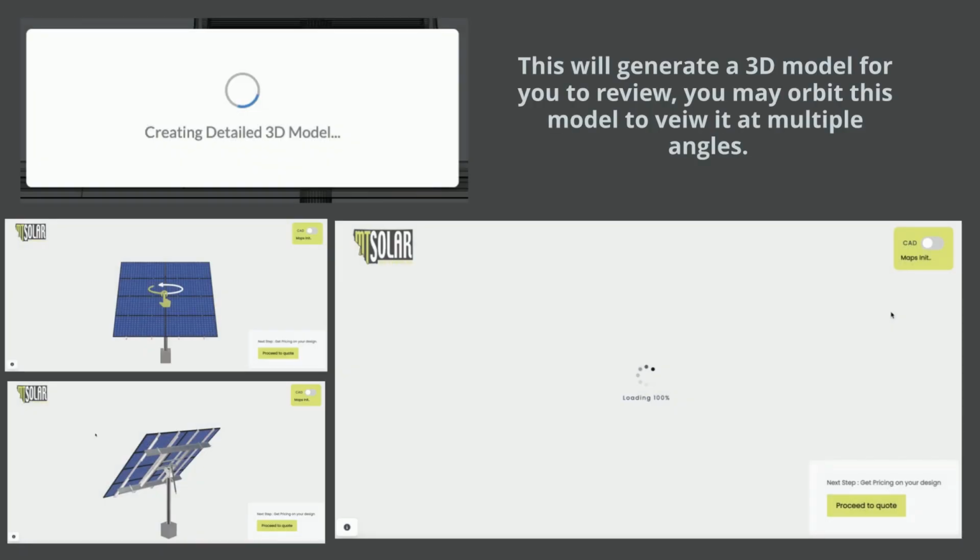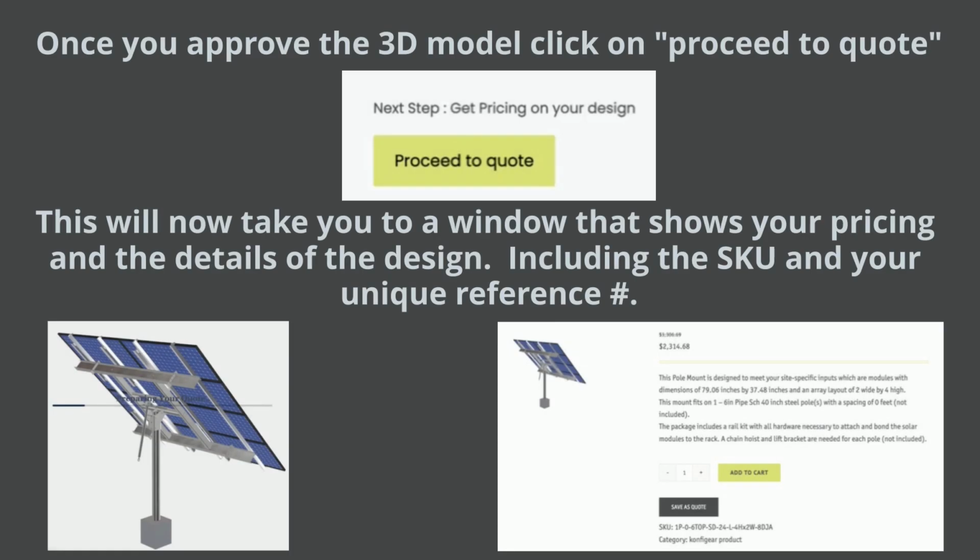This will generate a 3D model for you to review. You may orbit this model to view it at multiple angles. Once you have approved that the 3D model is what you want to go with, click on Proceed to Quote. This will now take you to a window that shows your pricing and the details of the design, including the SKU and your unique reference number.